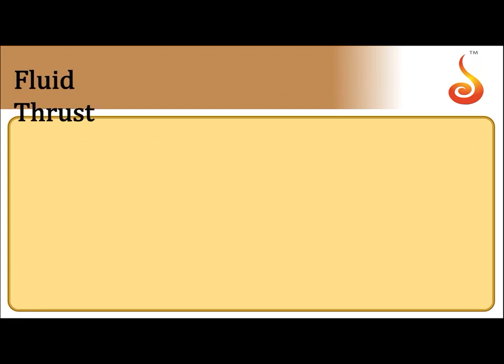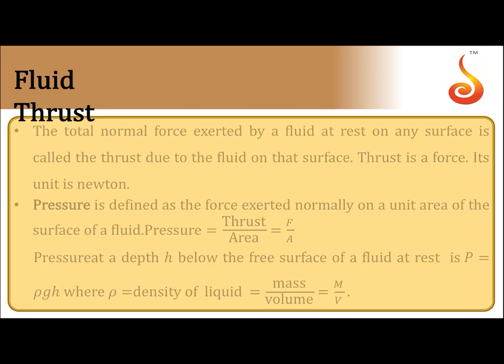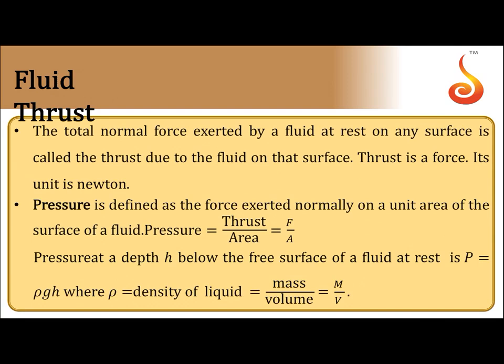Now, moving on to the mechanical properties of fluids. First concept here is fluid thrust. The total normal force exerted by a fluid at rest on any surface in contact with it is called thrust. Thrust is a force, it is measured in Newton. Pressure exerted by a fluid is given by thrust per unit area, so it is F by A. Pressure at a depth h below the free surface of a fluid at rest is given by P equal to rho g h, where rho is the density of the liquid.